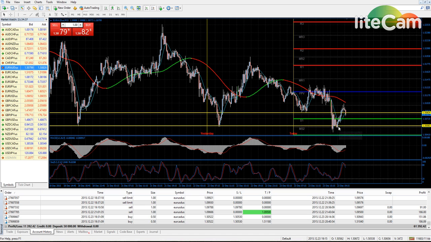Because I actually woke up around this time, and I thought about taking it, but I better stick to my rules, and I didn't take it. Had I taken it, though, as you can see, you would have made about 50 pips of profit on that. So that was the other trade for today.